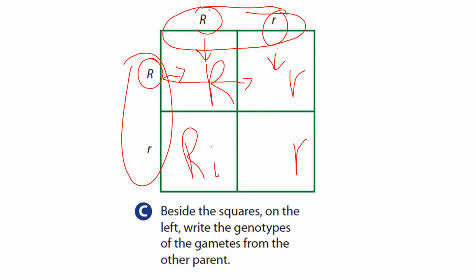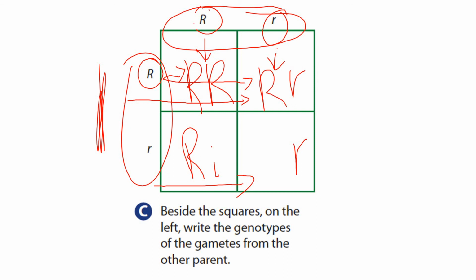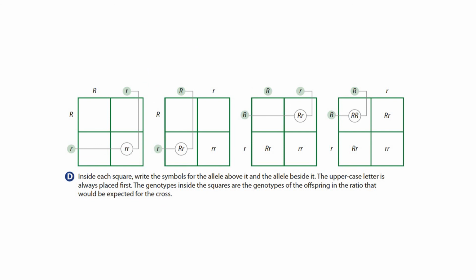And then on this side, you're going to move all the letters into every box in the row to the right of it. So this big R is going to be here. Big R, little r, little r. So it's going to look like that.